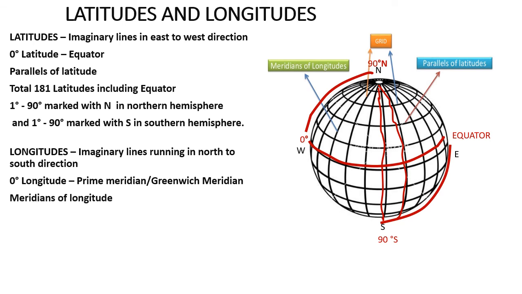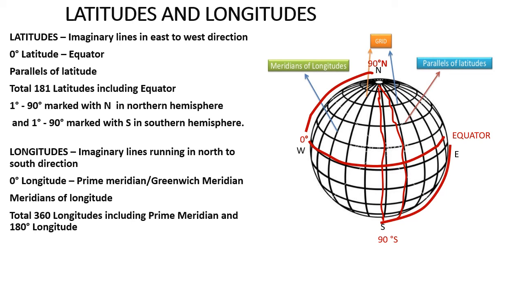They are called meridians of longitude because all the places lying on the same meridian experience midday and midnight at the same time. That is why they are called meridians of longitude, and they help in finalizing time of a region or a place. There are total 360 lines of longitude, including prime meridian and 180° longitude.